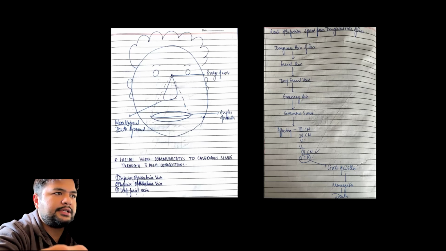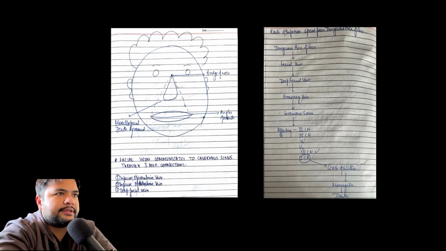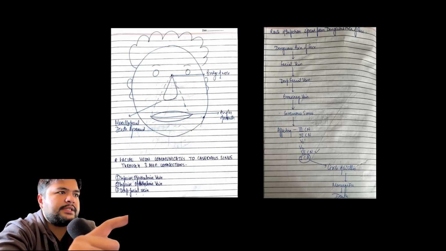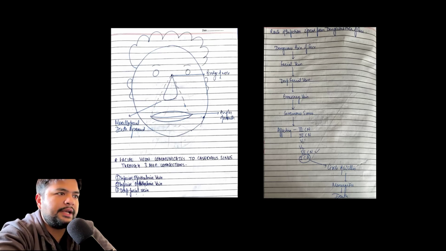So coming to the dangerous area of the face. Here I have made a rough diagram on the left side. The bridge of the nose and the angle of the mouth form a triangle, which is also known as the maxillofacial death pyramid. The facial vein communicates to the cavernous sinus through three deep connections: the superior ophthalmic vein, inferior ophthalmic vein, and deep facial vein.